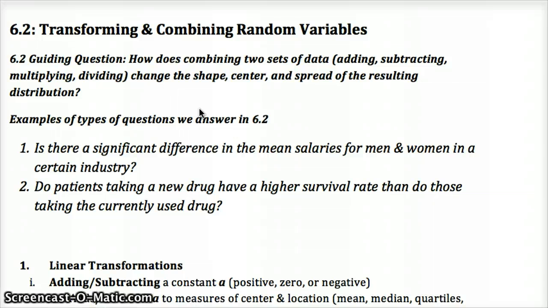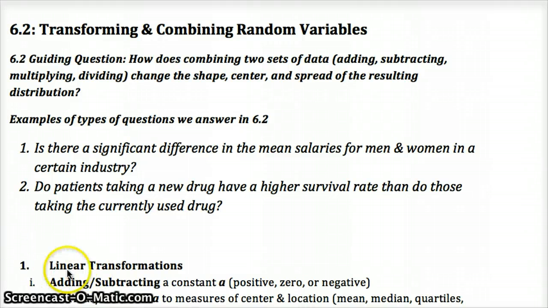So types of questions we could answer with these are: is there a significant difference in the mean salaries for men and women in a certain industry? Do patients taking a new drug have a higher survival rate than those taking the currently used drug? There's also all types of probabilities we can determine, such as the probability of the number of times it'll take until one success in a certain chance process.